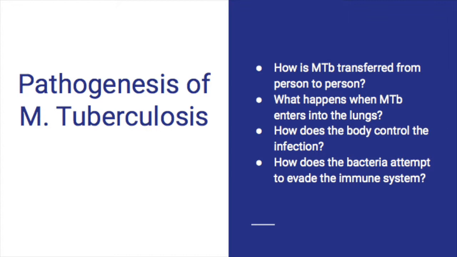So now we're actually going to get into the pathogenesis of tuberculosis. What it looks like when a person is infected, what happens once that bacteria enters your body. A few questions we're going to answer are: how is tuberculosis transferred from person to person? What happens when MTB enters into the lungs? How does the body control the infection, and how does the bacteria attempt to evade the immune system?